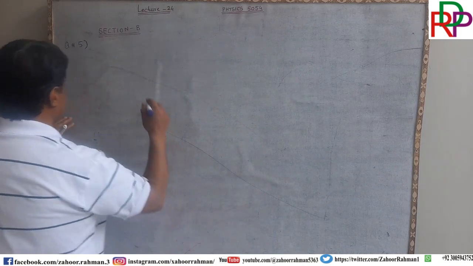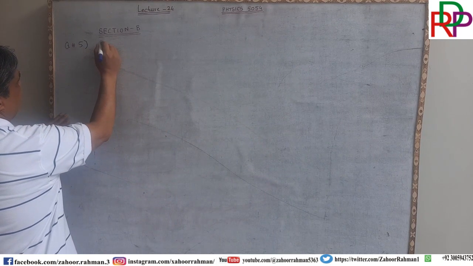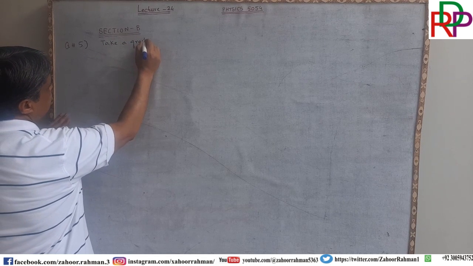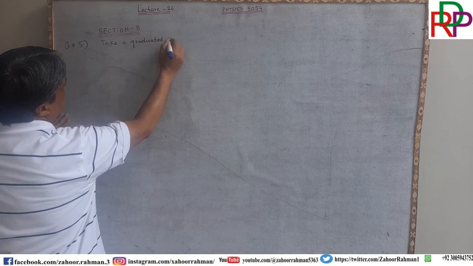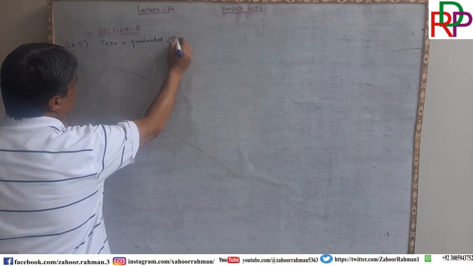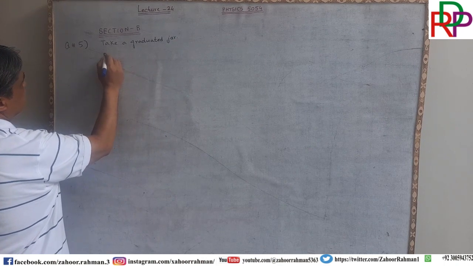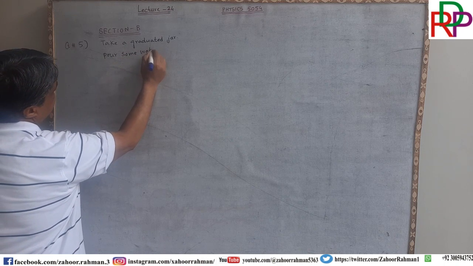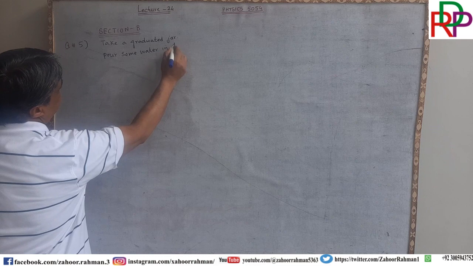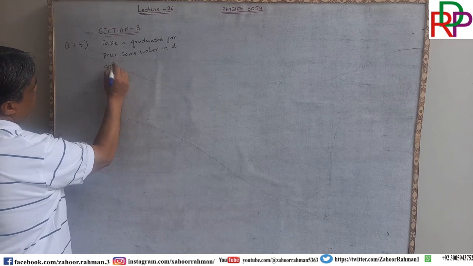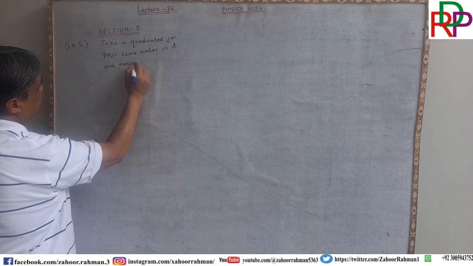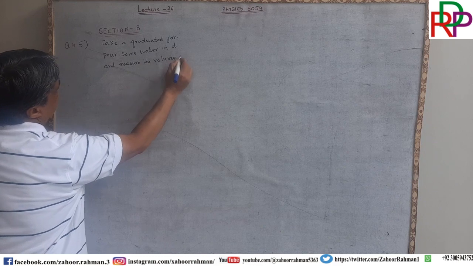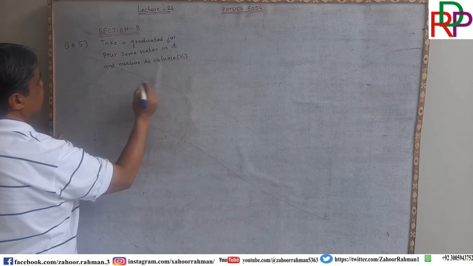Now, this question is also very important. Take a graduated jar, pour some water in it and measure its volume, and that will be V1.